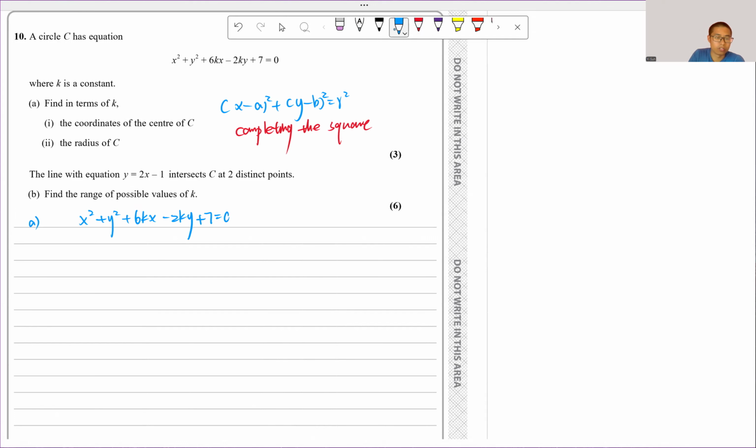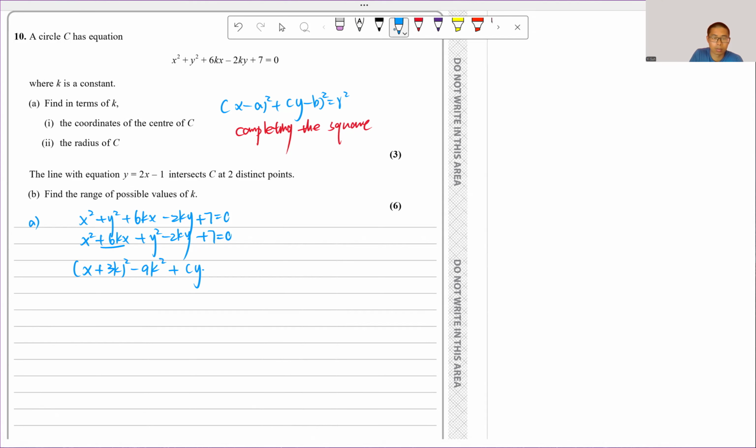So for this one, first we put all the x together and all the y together, and the constant. Completing the square for x, it should be (x + 3k)² − 9k². So we half what's in front of x, which is 3k, and then we square that, which is 9k².